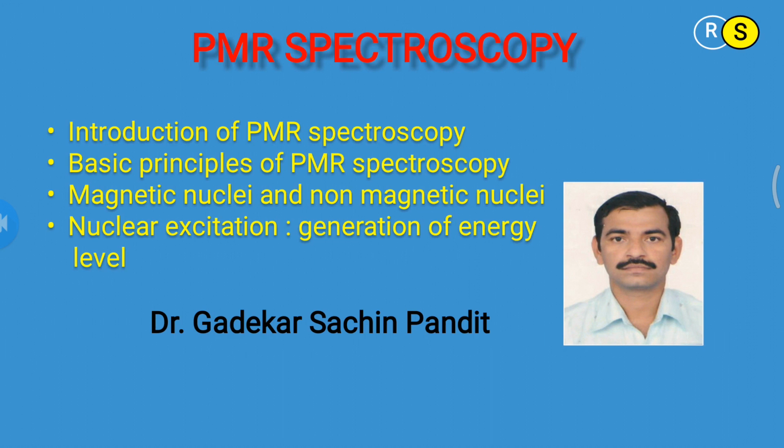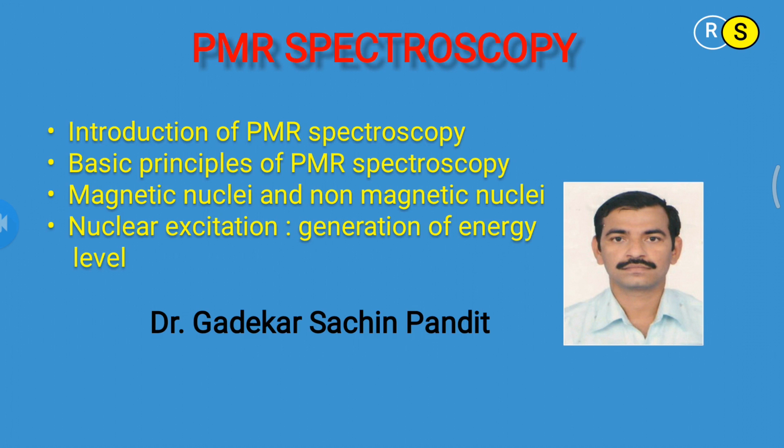So today we will discuss PMR spectroscopy. PMR is proton magnetic resonance spectroscopy. In this chapter we discuss first what PMR spectroscopy is, then the basic principle of proton magnetic resonance spectroscopy, then magnetic and non-magnetic nuclei, which one is magnetic and which is non-magnetic, meaning whether it is NMR active or non-active. Then nuclear excitation and generation of energy levels. These points are discussed in this lecture.